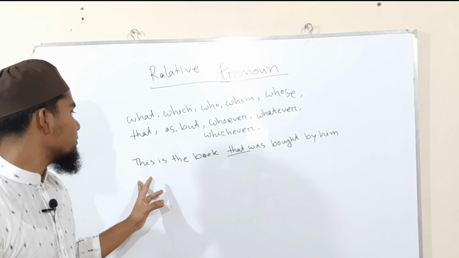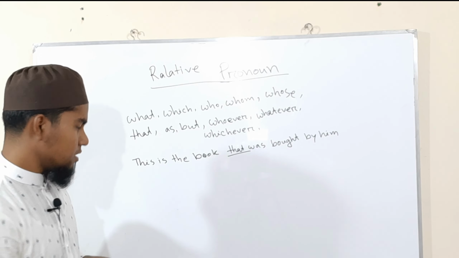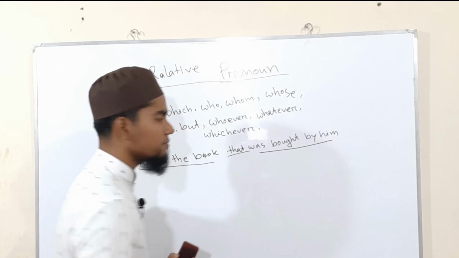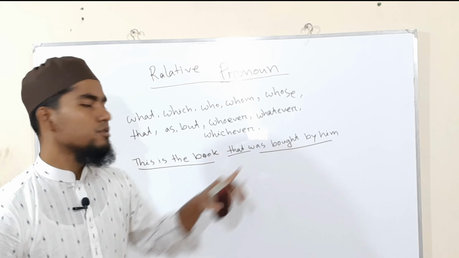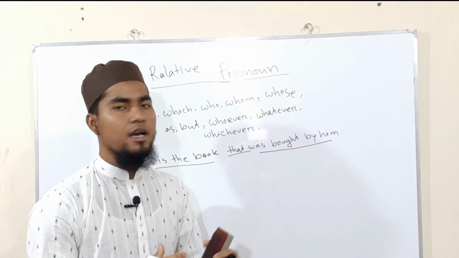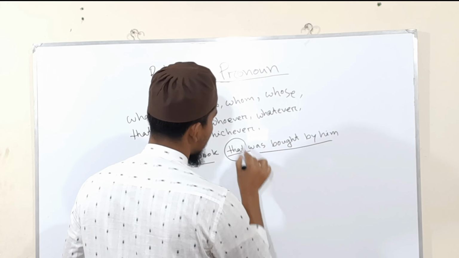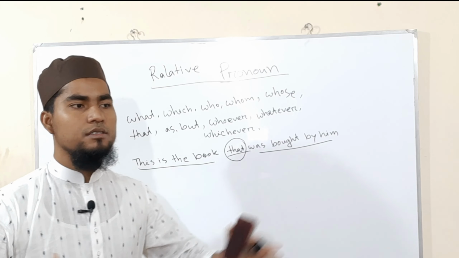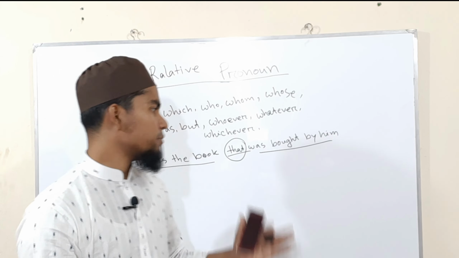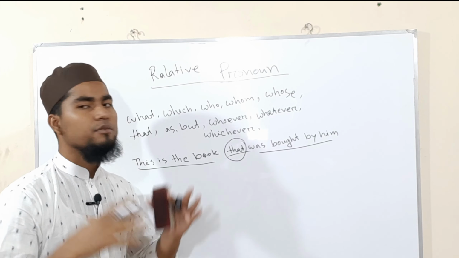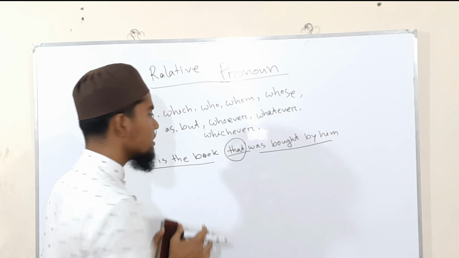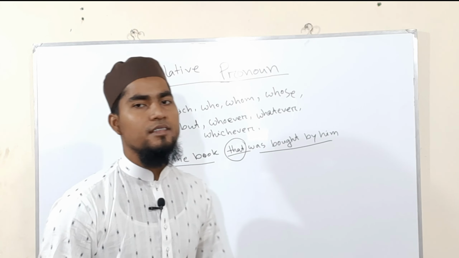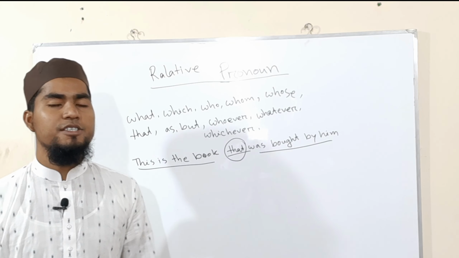And the example is: This is the book that was bought by him. This is a sentence, and this is also a sentence. Both sentences are connected by the word that. So that is a relative pronoun. You know that relative means to make a relation between a person, between two things, and between many things. So here that is used to relate two sentences. That's why this is called relative pronoun.